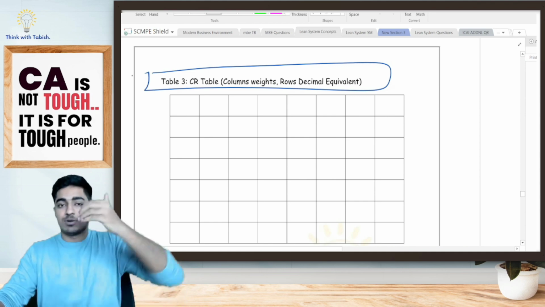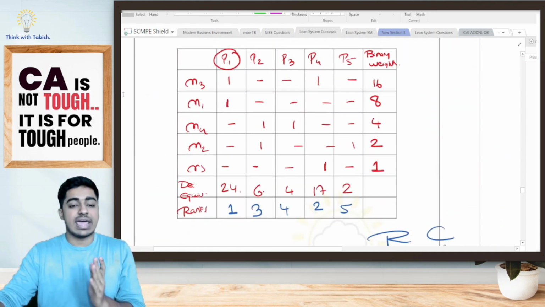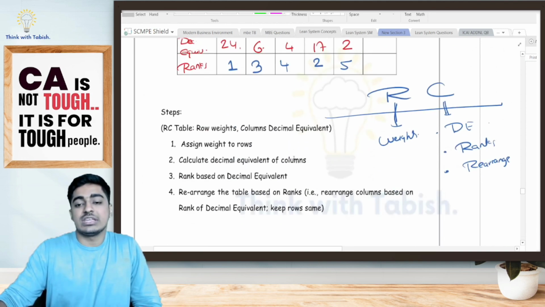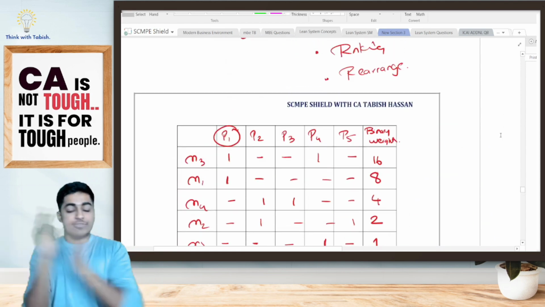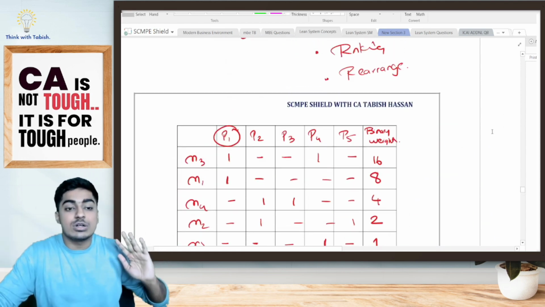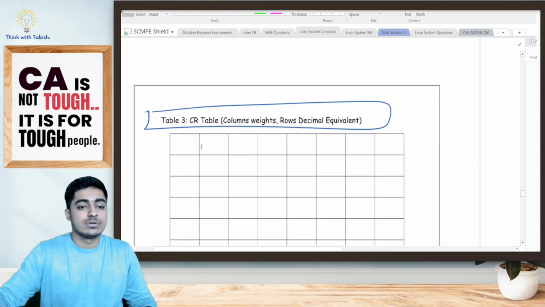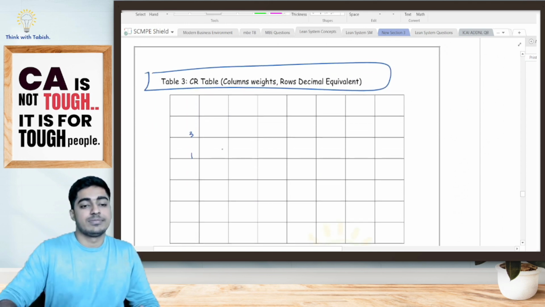So from my second table, I need to rearrange things, students. Based on the ranking, I need to rearrange here. What I am going to rearrange, students, is my columns. So my columns I will rearrange. That means my rows will be constant. So I will write M3, M1, M4, M2, M5. 3, 1, 4, 2, 5.